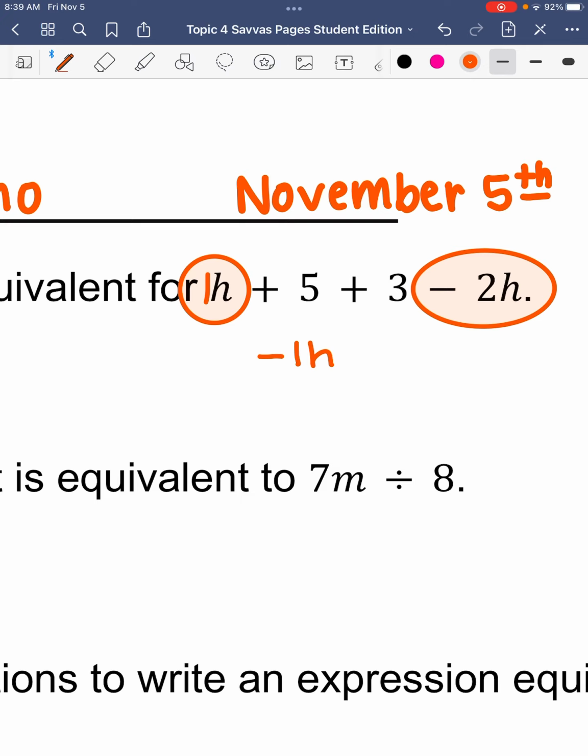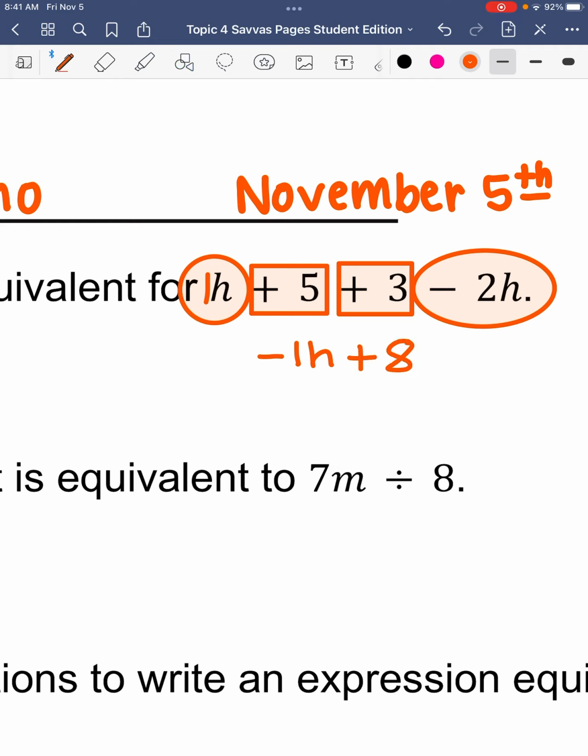Now my other two terms, the ones that are not circled, are like terms. I can combine them. So remember, just plain old numbers can also be considered like terms. So I'm going to be combining 5, which is positive 5, and 3. 5 plus 3 we know is 8. So I'm going to add 8 here.